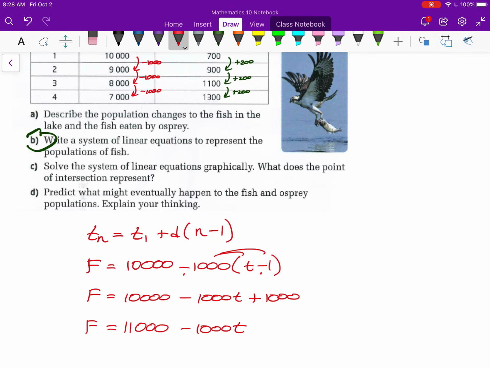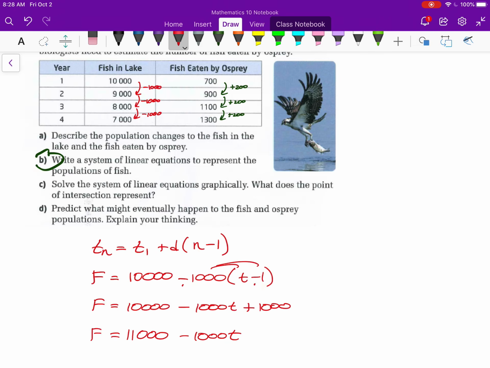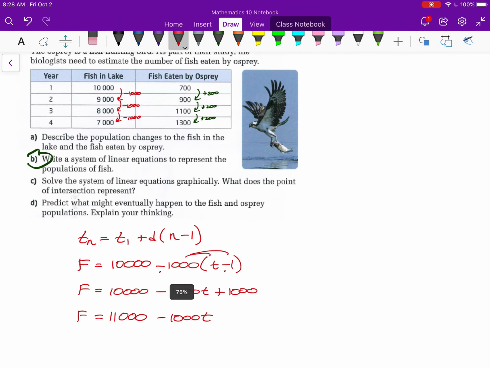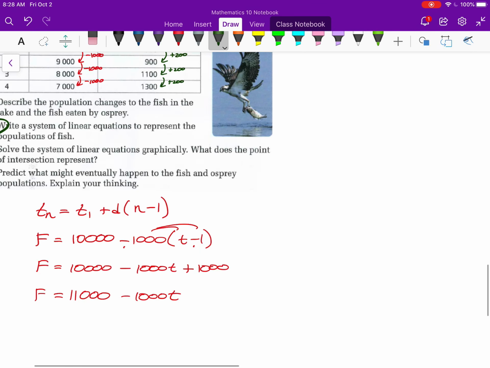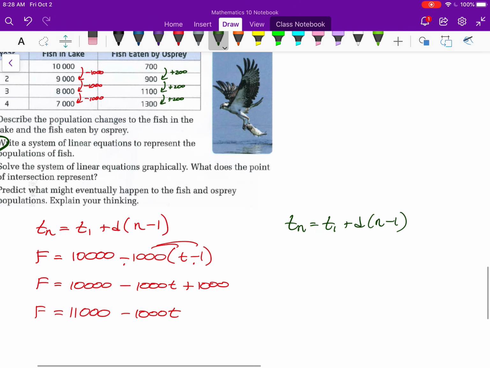So that's my equation to represent the number of fish in the lake as a function of the year number. Year 1, year 2, year 3, year 4, and so on. So I can do the same thing for osprey now. Again, using that same form of the general term for any arithmetic sequence. In this case, I'm going to use F again, for the number of fish.